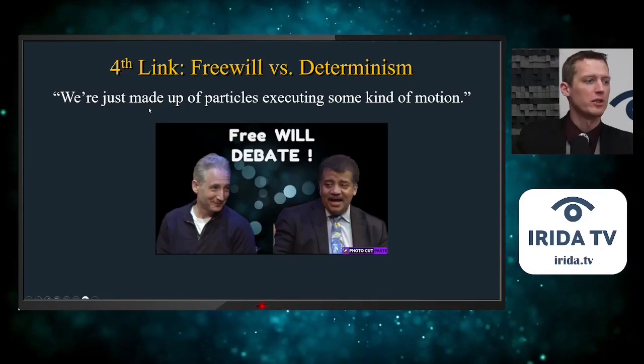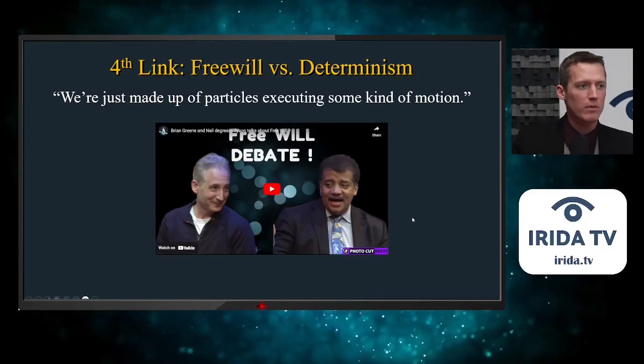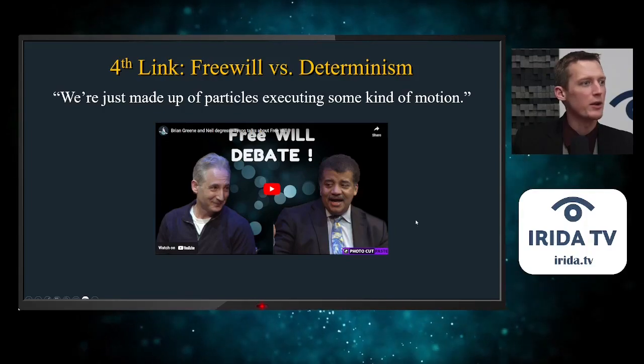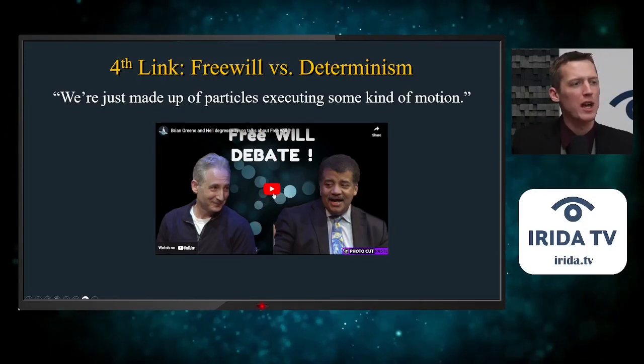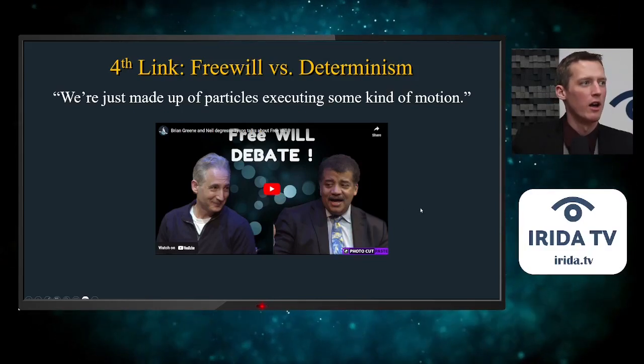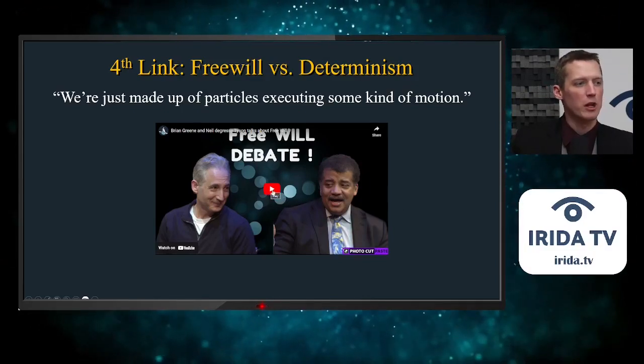Okay, let's look at our video example here. This is Neil deGrasse Tyson and Brian Greene. I'm not familiar with Brian Greene. Two scientists that are arguing over free will and determinism, and here's the crap that they have to say about it.